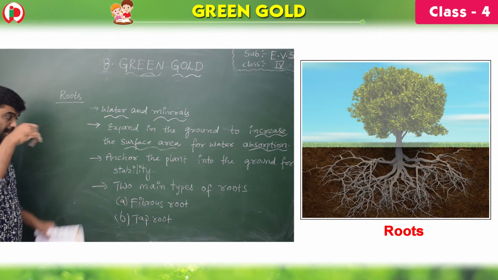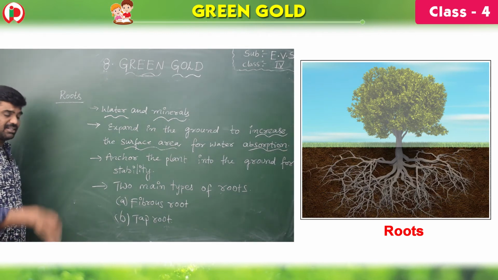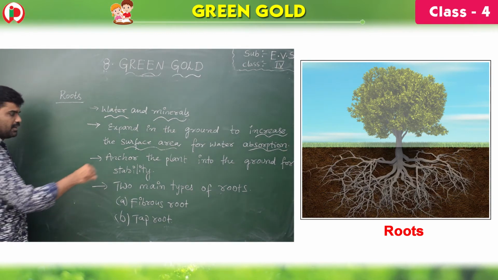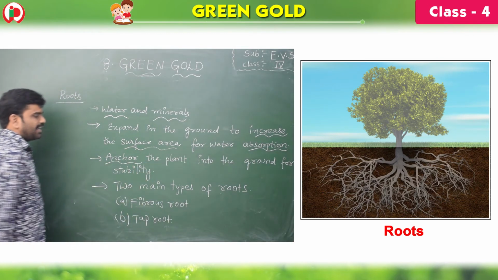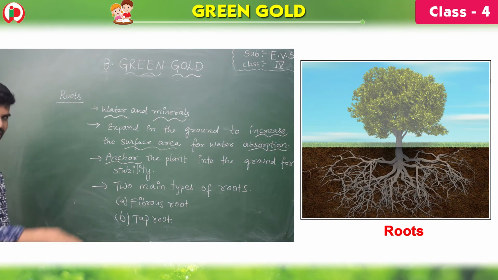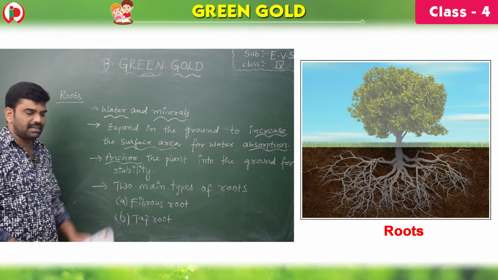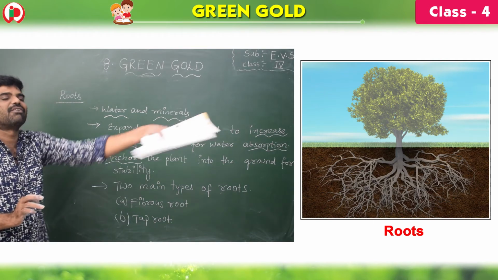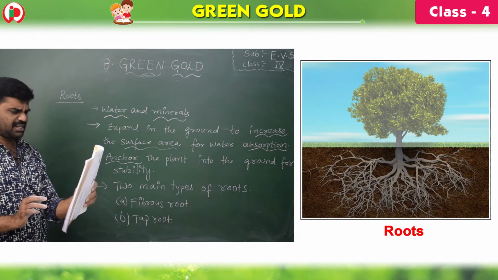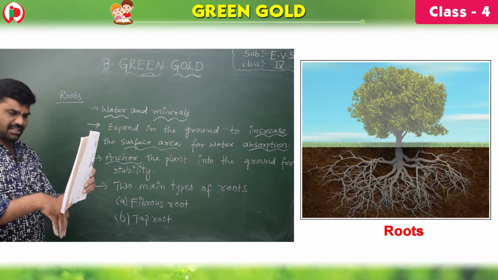Next one, the plant is fixed into the soil, into the ground through roots only. That is called anchoring. They anchor the plant into the ground. They fix the plant into the ground for stability. See, plants can't move from one place to another place. They are fixed. They are fixed means, yes, the roots are there.